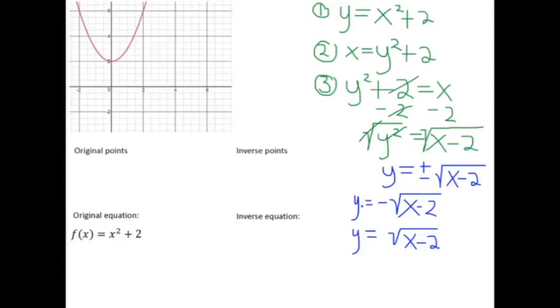And in fact, we should label this as y1 and y2 because you can see here that they are two different relations. And so you have this x value here corresponding to two different y values. So that is not a function.